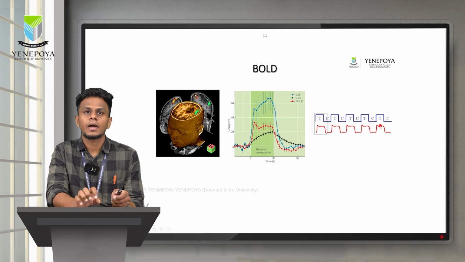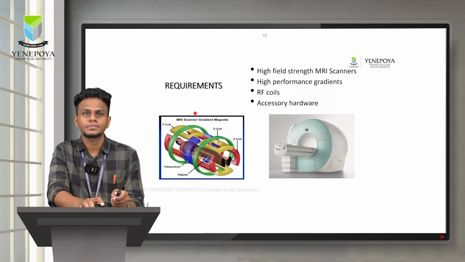So what is going to happen? The corresponding area is going to get activated. That area is plotted in a graph like this, and the blood signal is synchronized with the MR data, and finally it is post-processed into whichever format we want.